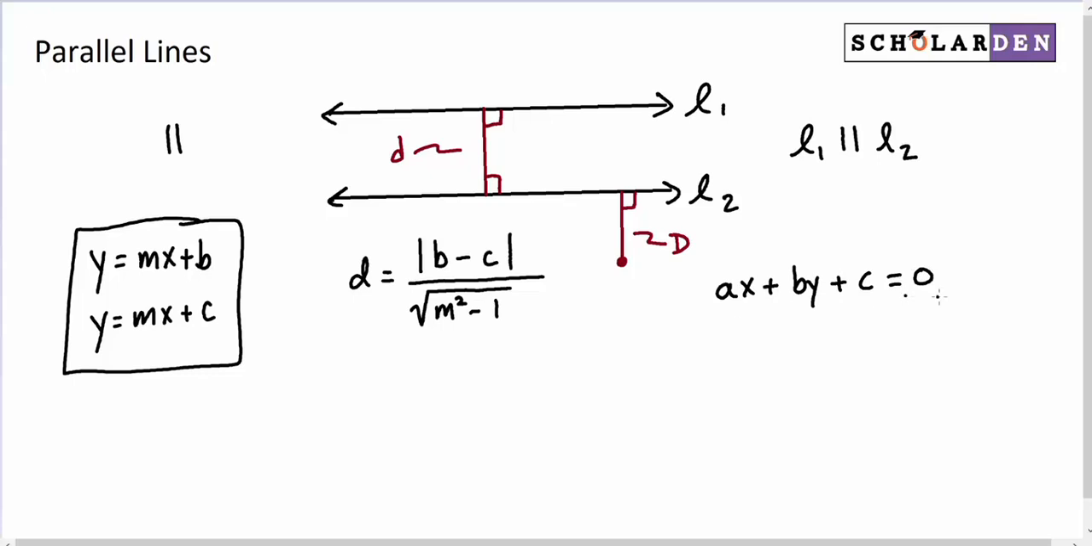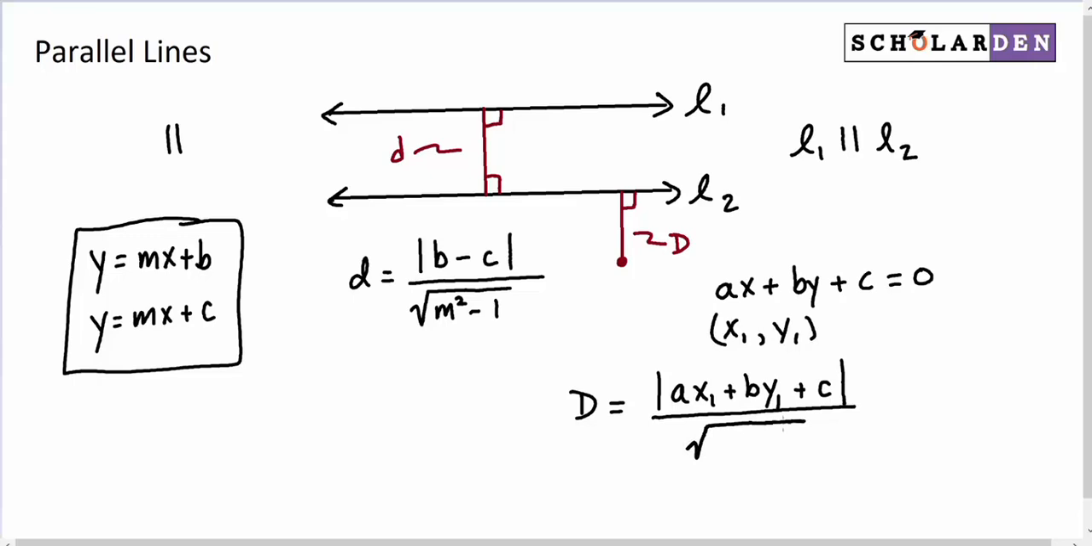So if we wanted the distance between a line written in standard form and any point, which I'll call (x1, y1), that distance can be given by this formula. The absolute value of ax1 plus by1 plus c, all over the square root of a squared plus b squared. So two formulas: distance between two parallel lines and distance between a point and any line.